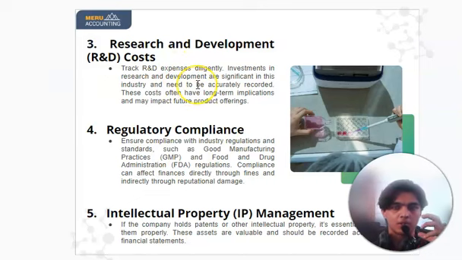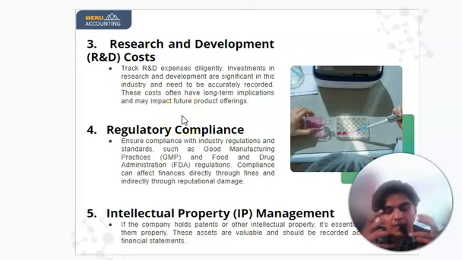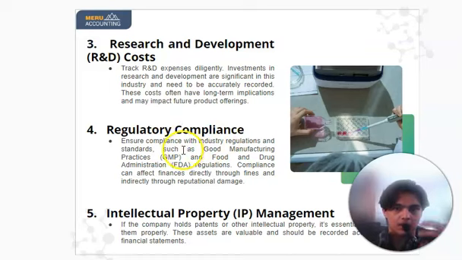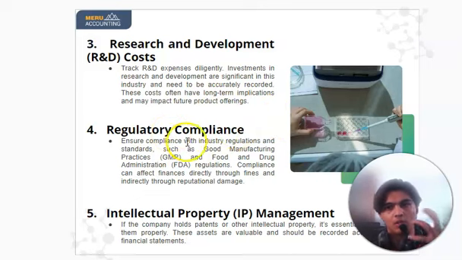Research and development cost. You need to track the research and development expenses diligently. So if you are investing in some research and development, you have to specifically record all this, how much you have spent on new things, or on new medicines.